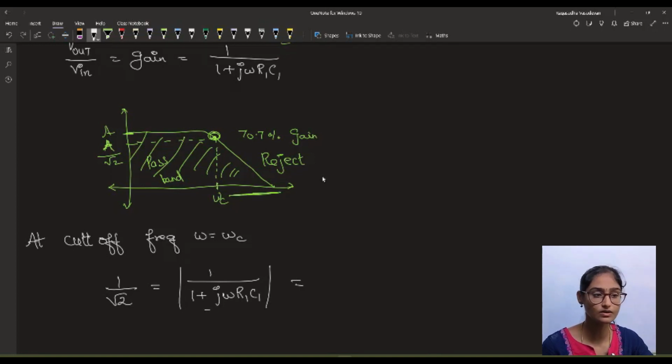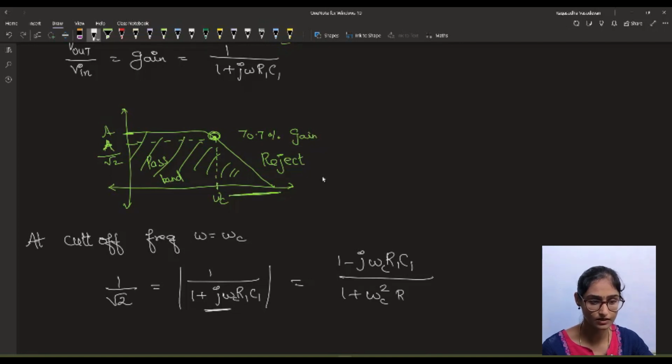So how to find out the magnitude? We have to take the conjugate and multiply on numerator and denominator, right? So this will be 1 minus j omega r1 into c1 divided by 1 plus omega c square r1 square c1 square, because this is at cutoff frequency.